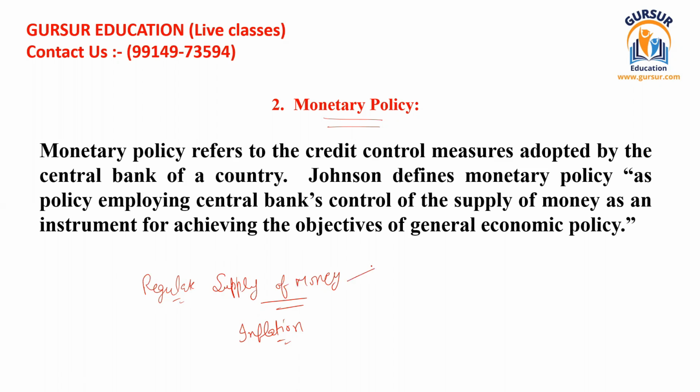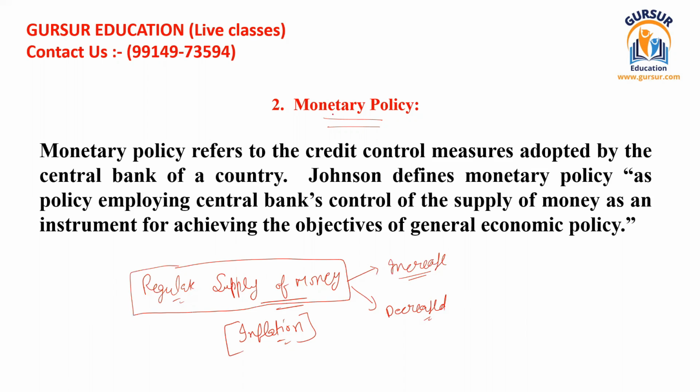Sometimes it is the need of the hour that the government has to increase the supply of money so that people get more money and the demand can be raised. Sometimes the government has to decrease the money in the market so that the inflation can be managed, and people have less money so that they spend less and the inflation can be adjusted accordingly. So for the sake of regulating the supply of money in the market, the measure adopted is known as a monetary policy measure.